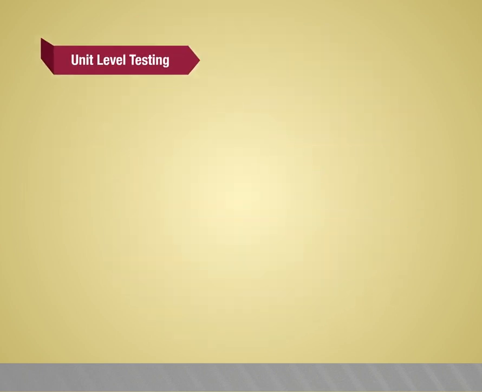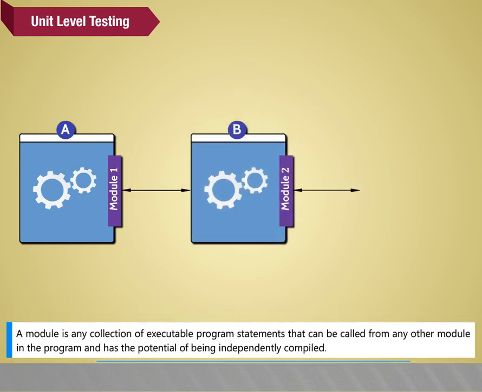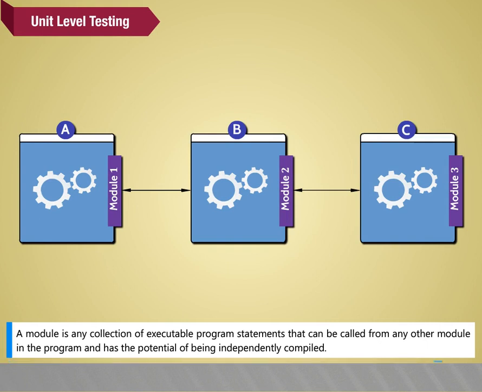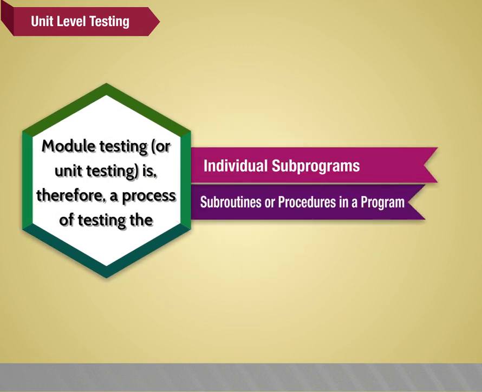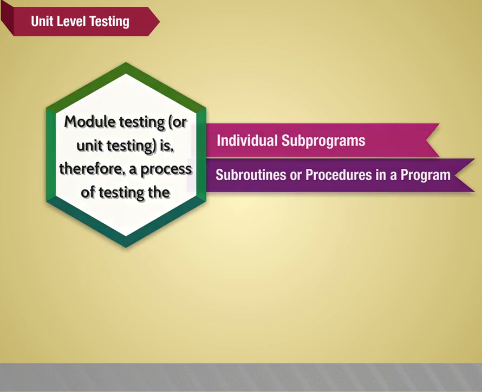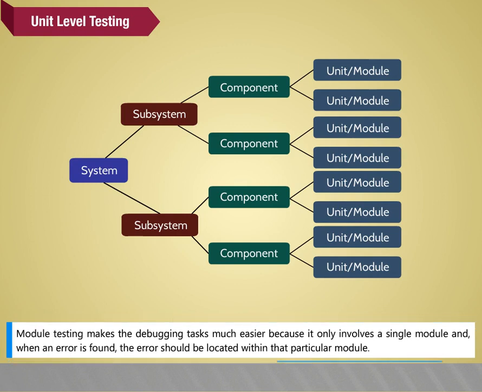Unit level testing. A module is any collection of executable program statements that can be called from any other module in the program and has the potential of being independently compiled. Module testing or unit testing is therefore a process of testing the individual subprograms, subroutines, or procedures in a program. Module testing makes the debugging task much easier because it only involves a single module, and when an error is found, the error should be located within that particular module.